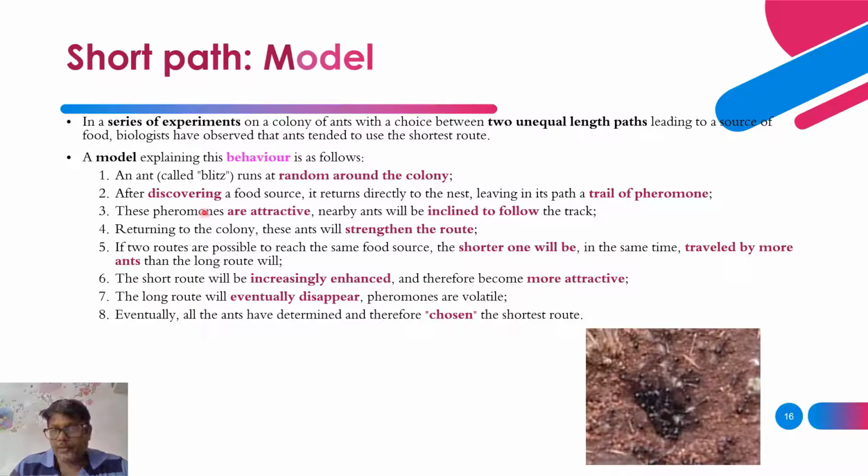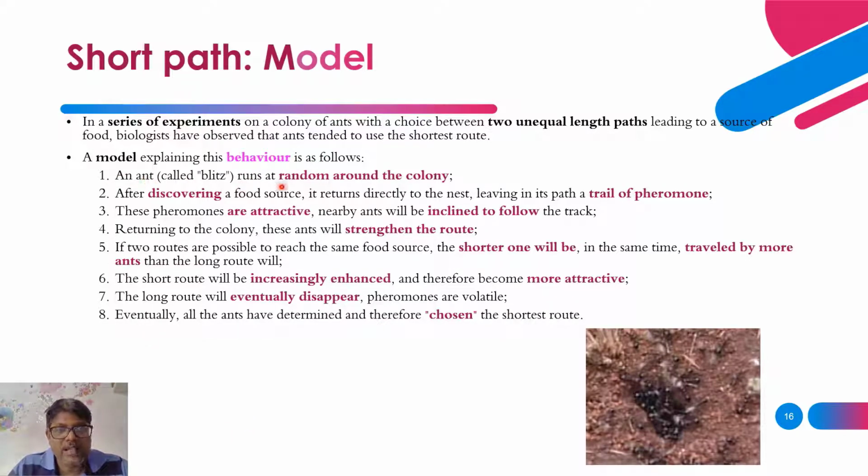And yeah, a series of experiments has been conducted on colonies of ants with the choice between two unequal length paths leading to a source of food, and biologists have observed that ants tend to use the shorter routes, like we discussed previously, and that behavior has been explained this way.